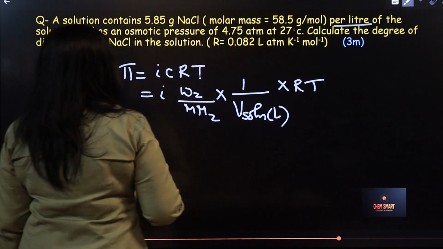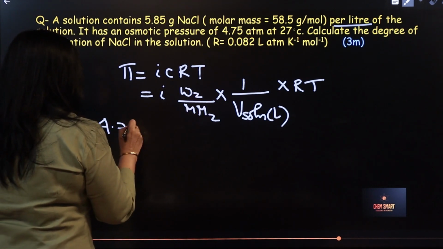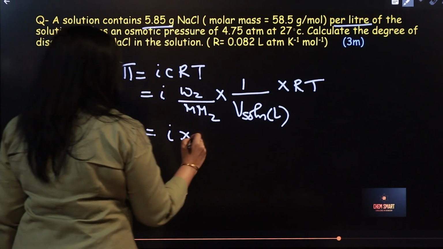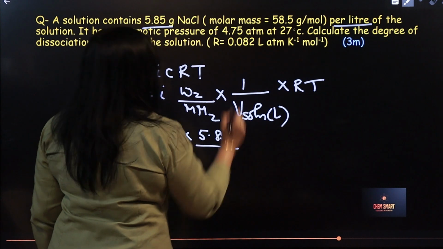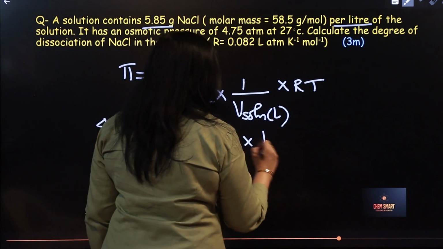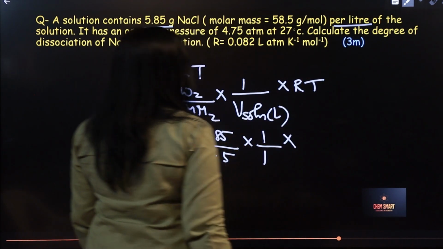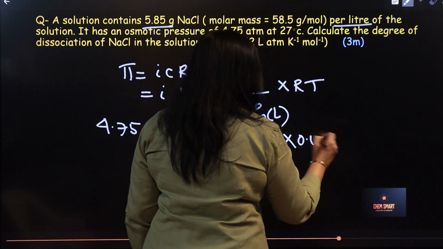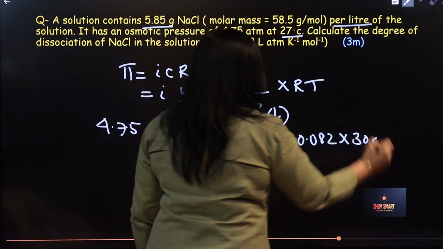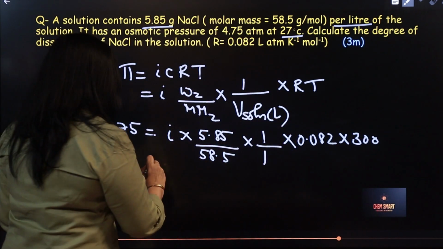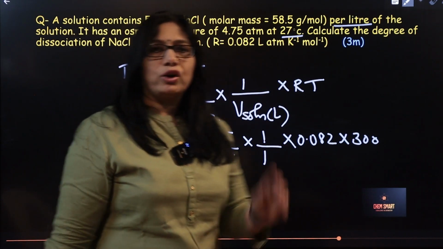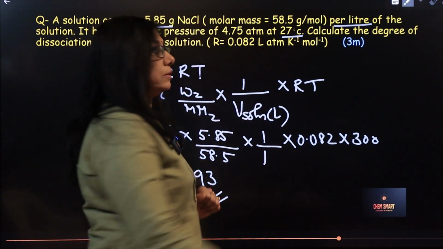Now, what is the osmotic pressure? 4.75 is equal to i into, what is W2? 5.85, by what is the molar mass? 58.5. You can easily solve it. Into 1 by volume of the solution, which is 1 liter, into what is the R value given? 0.082 and temperature is 27 degrees centigrade, which will be 300 Kelvin. So when you calculate i, you will be getting 1.93 here. You are getting Van't Hoff factor i as 1.93.